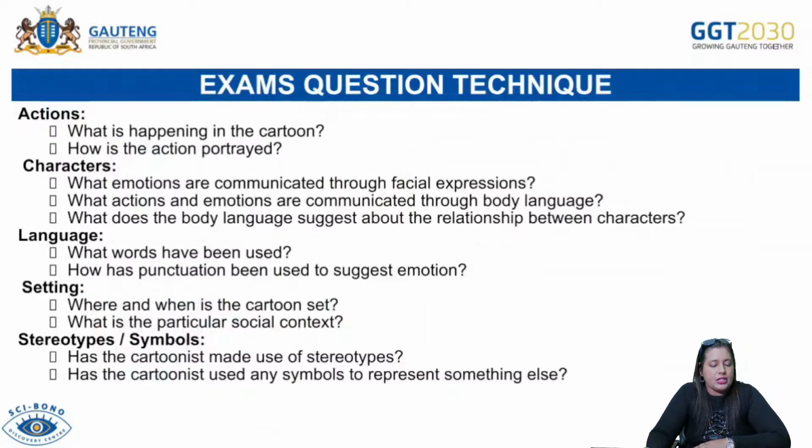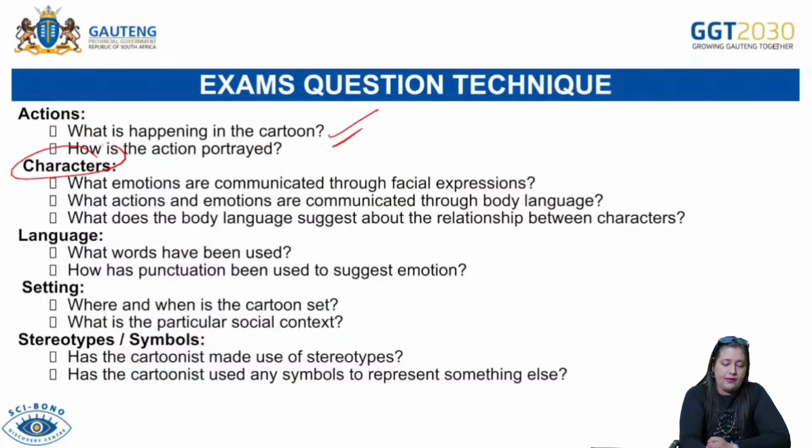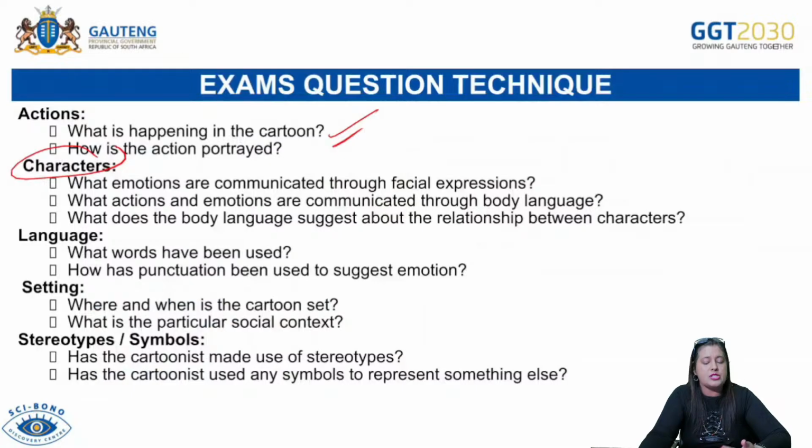Then in terms of actions, what is happening in the cartoon? How is the action being portrayed? Characters: what emotions are being communicated through the facial expressions? What does the body language suggest about the relationship between the characters? What does the body language also showcase in terms of actions that they are partaking in?